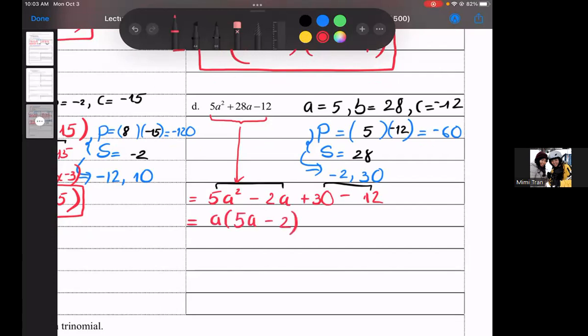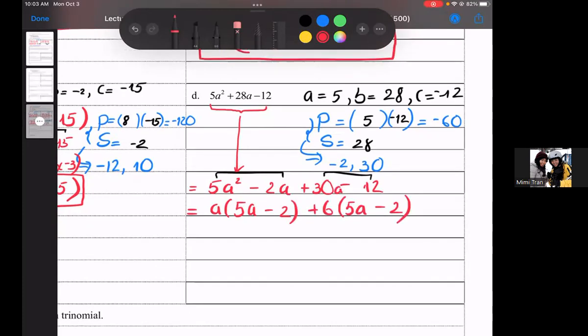What do I factor out for the second group? If you don't know, you know that you should have 5A minus 2 again. So you can take 30 divided by 5, so you know it's 6, right? 6. So 5A minus 2 again. 5A minus 2 times A plus 6.